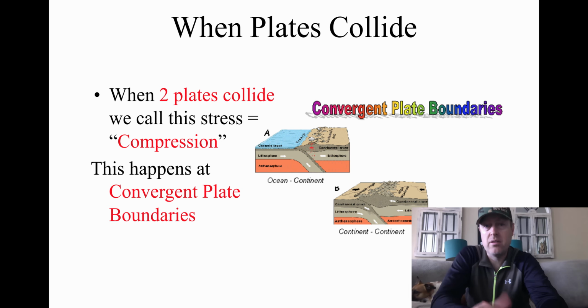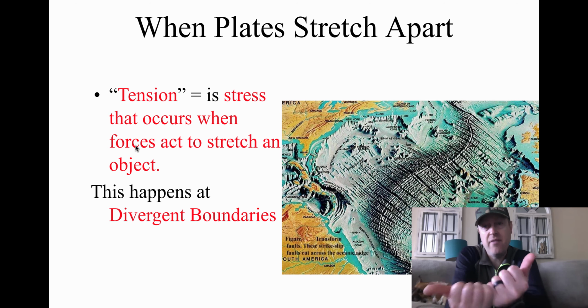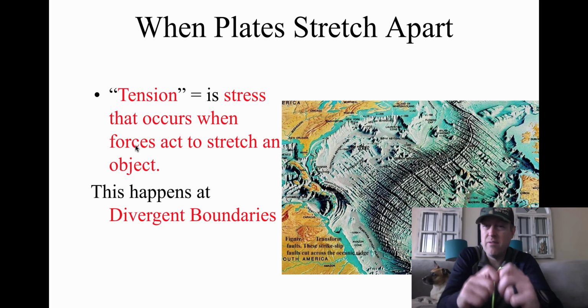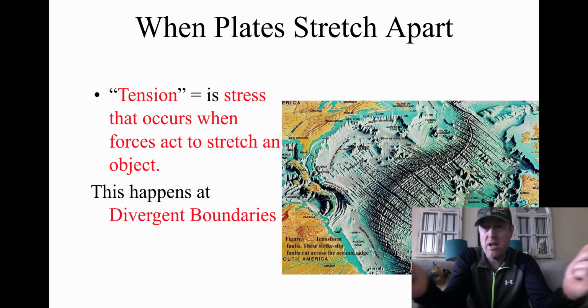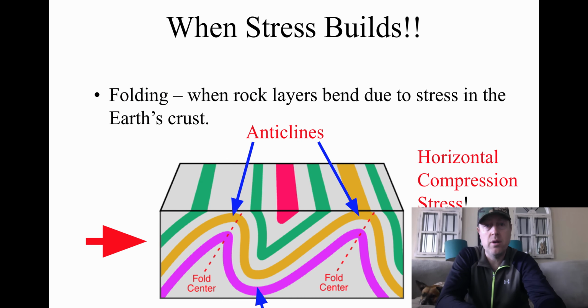So we've talked about compression. Compression happens at these convergent boundaries. Okay, tension is the opposite of that. This is at a divergent boundary. Stress can be put on something. Think of a rubber band. If we stretch it too much, eventually it will break, and that breaking is what would cause the earthquake.